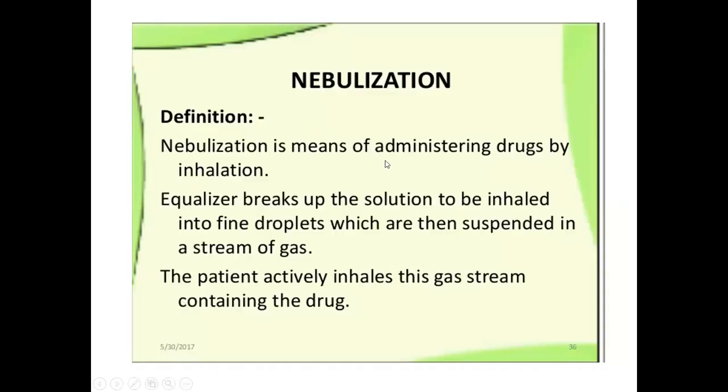The nebulizer, that's just a means of administering drugs through inhalation. There's an equalizer that breaks up the solution to be inhaled into fine droplets. They're suspended into a stream of gas or a mist, and then the patient actively inhales. And we've come along with nebulizers.